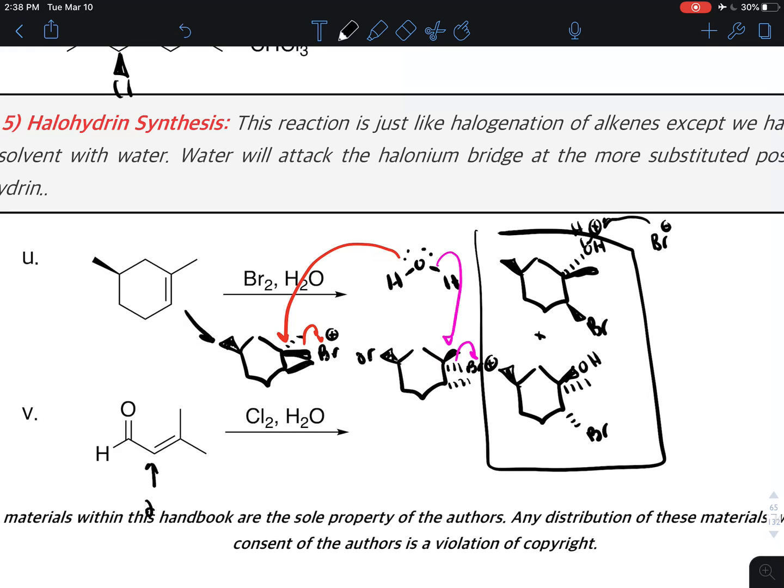So we see that we have a secondary carbocation destabilized via induction, and then we have a tertiary carbocation that's also destabilized but farther away. So we know that water is going to attack that position. So essentially, we are going to get this series of products.